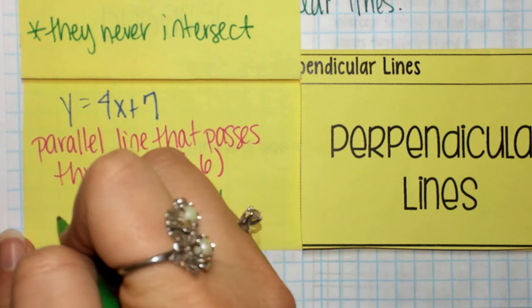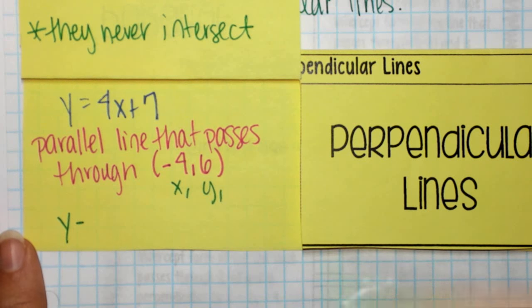Alright, so we would start with y minus what? 6. Okay? Equals. Now, what is going to be the slope of our new line?